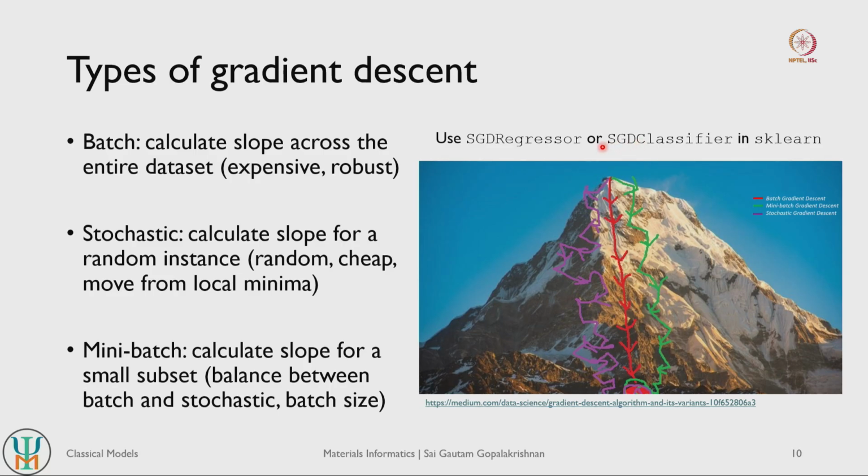And just as a recap, we have already used this SGD classifier or stochastic gradient descent classifier in our classification exercise. So you can use either this SGD classifier class or SGD regressor class to do either batch or mini batch or stochastic. There are keywords or parameters within these classes which let you determine how you do your gradient descent.